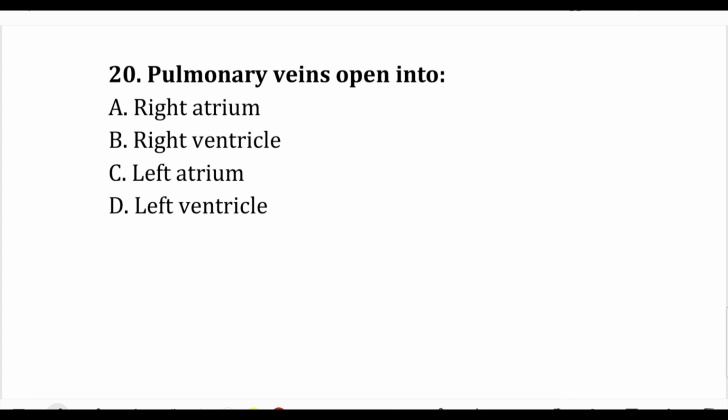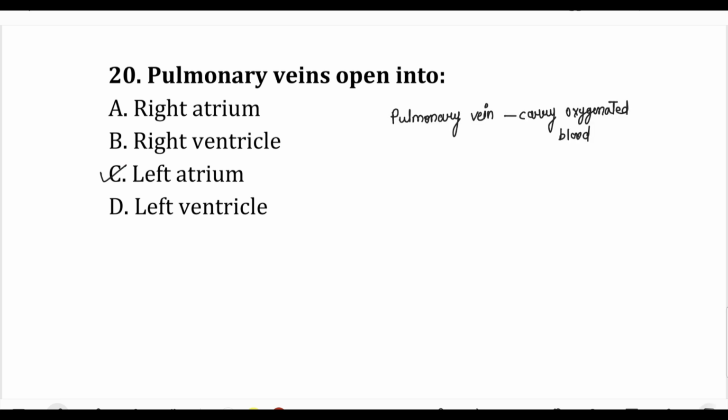Right ventricle, C. Left atrium, D. Left ventricle. Bachcho, here the answer is left atrium. Veins normally carry the blood away from the heart towards the lungs for oxygenation. But here, pulmonary vein is an exception, which carries oxygenated blood from the lungs and opens into the left atrium. So, there are 4 pulmonary veins opening into the left atrium, which bring the oxygenated blood.